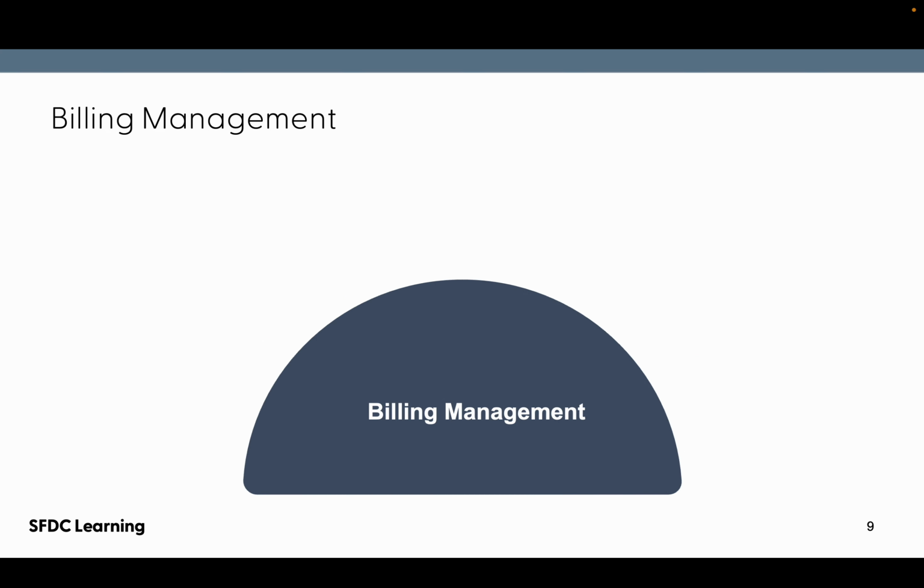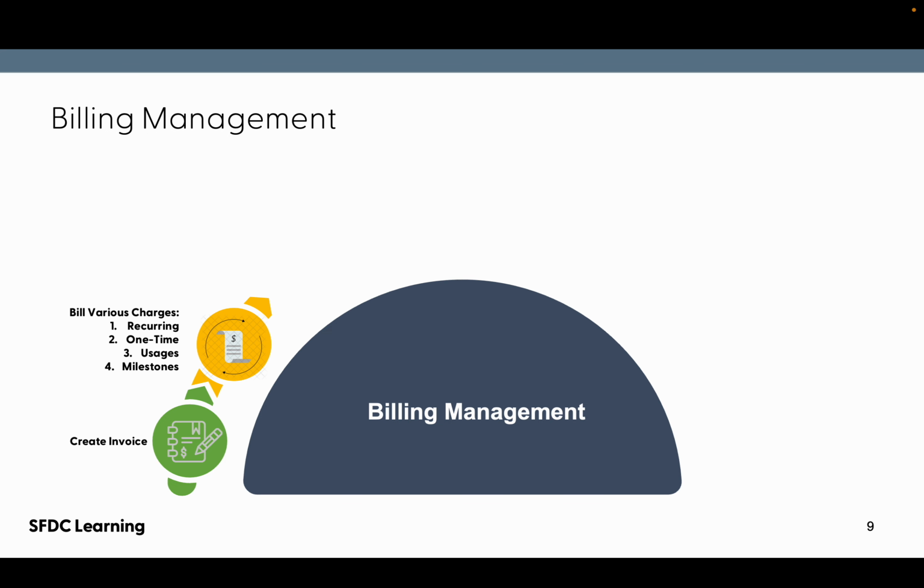Then billing management. Billing starts from creating an invoice. Whatever services you have sold to the customer, you're going to invoice them. So you are creating the invoice from the billing information. What are the various charges that you can bill? You can bill recurring charges, one-time charges, usages, and milestones as well. These are the different types of charges you can bill.